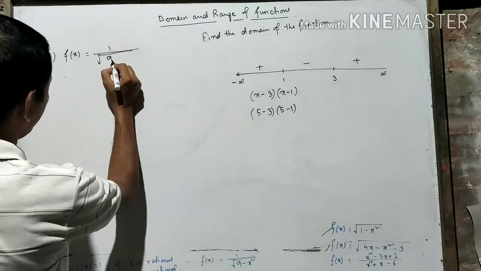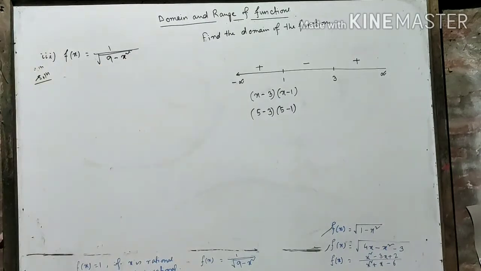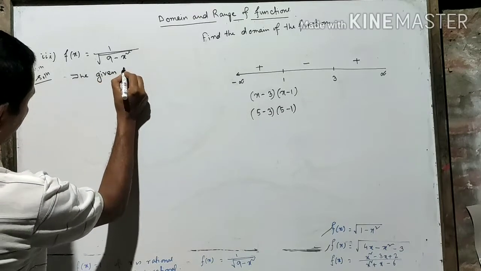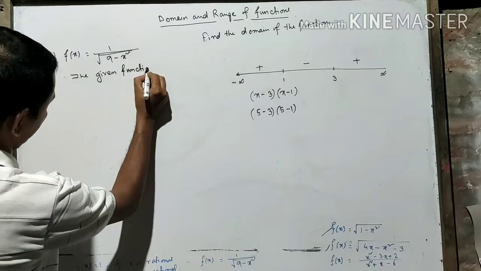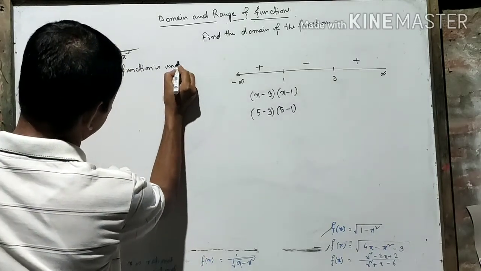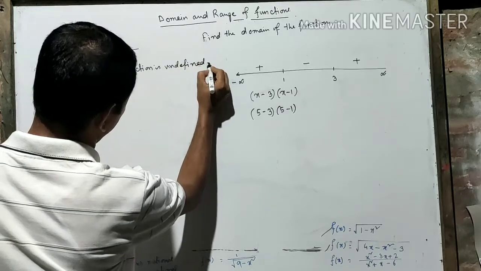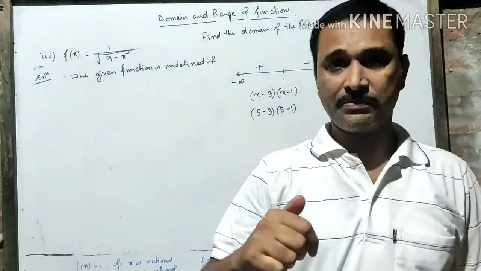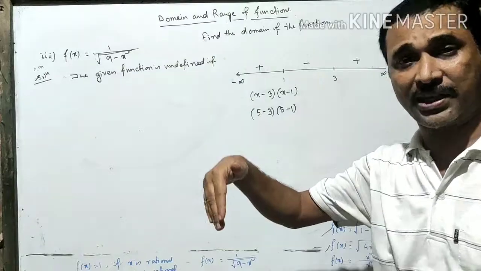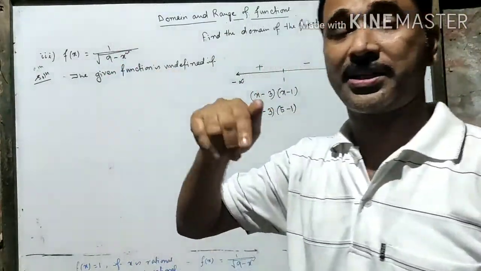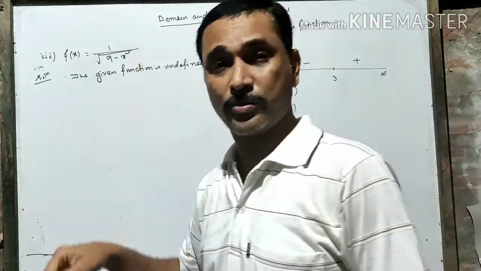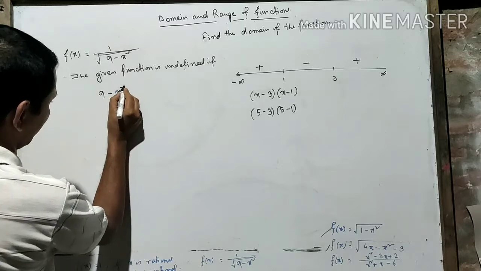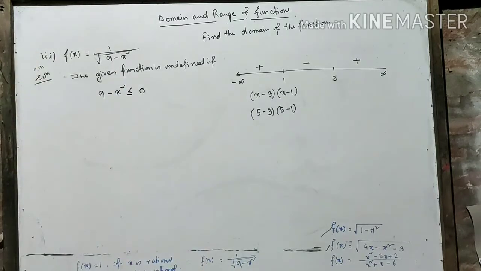f(x) equals 1 by root over 9 minus x square. So the given function is undefined when 9 minus x square under the radical sign is negative. Also it is in the denominator, so it will again be undefined when it is 0. So it is undefined when 9 minus x square is less than or equal to 0. Less than 0 means negative. So it will be undefined if 9 minus x square is less than or equal to 0.